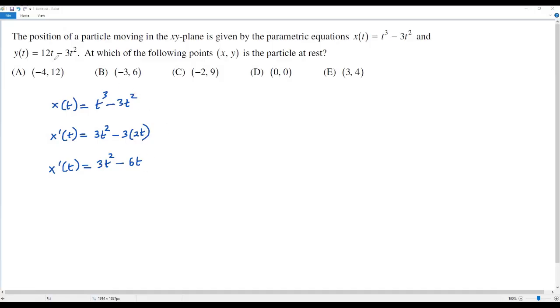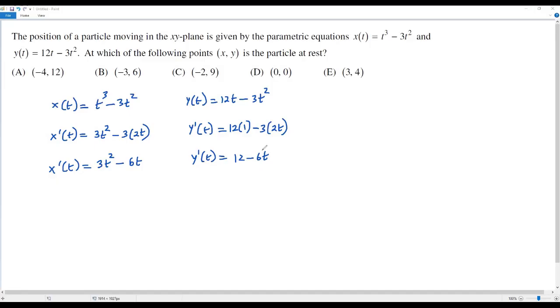Now let me get the velocity in the direction of the y-axis. For that we have to consider the second parametric equation, which is defined by y of t. Let me take it over here: y of t equals 12t minus 3t squared. To get the velocity, the same thing, we find the derivative with respect to t. Here 12 is a constant, and the derivative of t with respect to t is 1. And negative 3 is a constant, and the derivative of t squared is 2t. Then we have y prime of t equals 12 minus 3 times 2t, which is 6t.